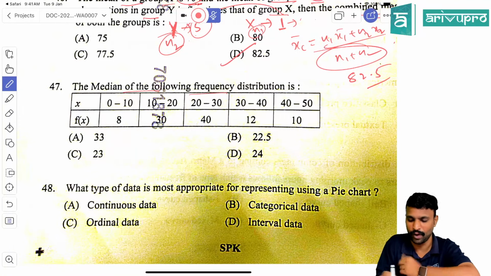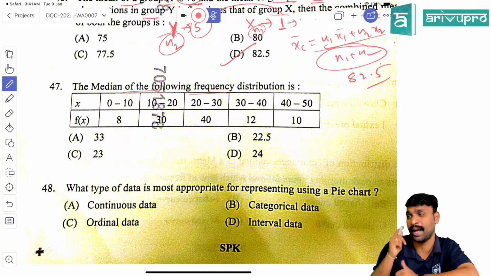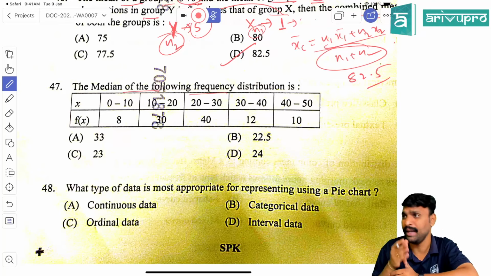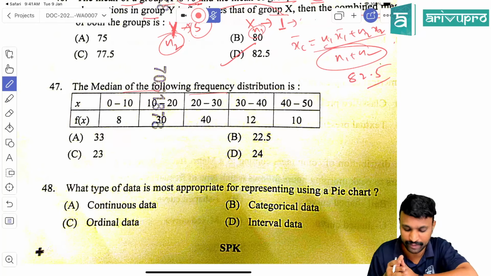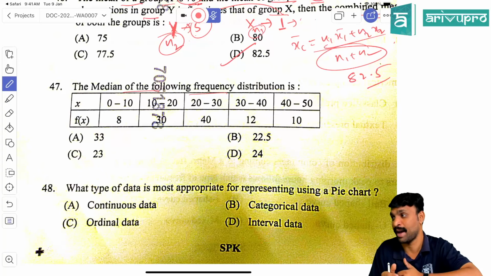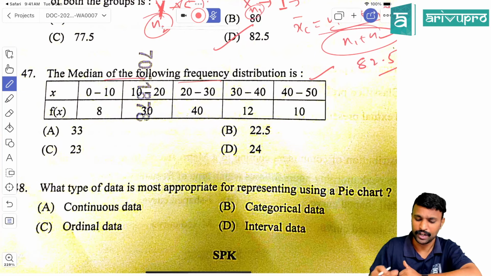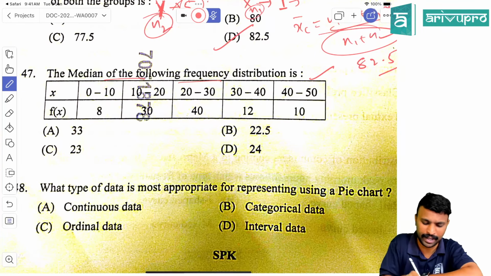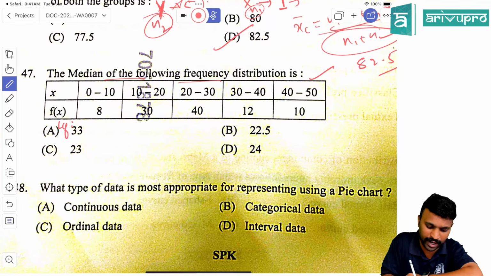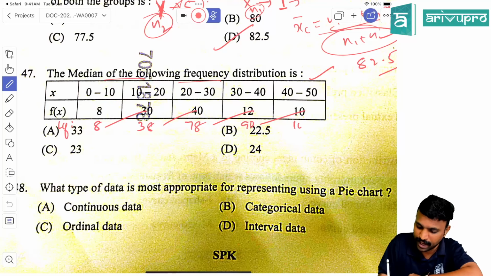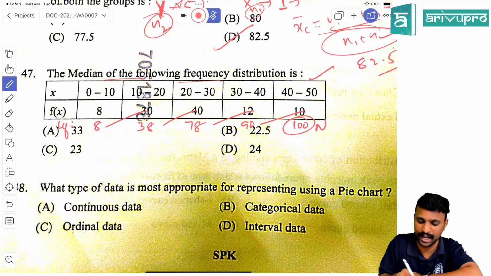The median of the following grouped distribution. I have said this could be a possible question. When I explained questions in the marathon, I solved a question like this, yes or no. Guys, to find the median for continuous grouped data, first of all, you need to find the less than cumulative frequencies. 8 plus 30 is 38, plus 40 is 78, plus 12 is 90, plus 10 is 100. This 100 is capital N. So first of all, find N by 2, which is 50.